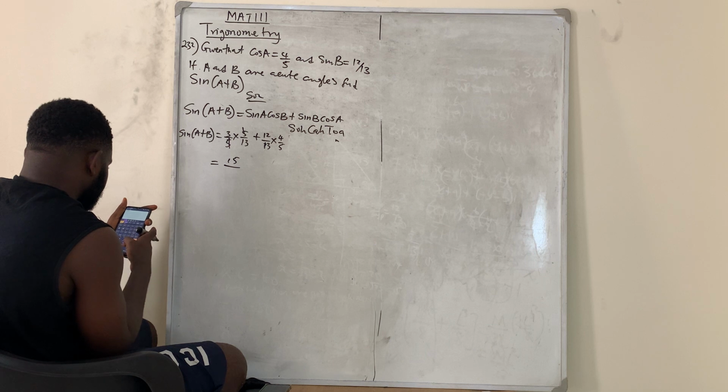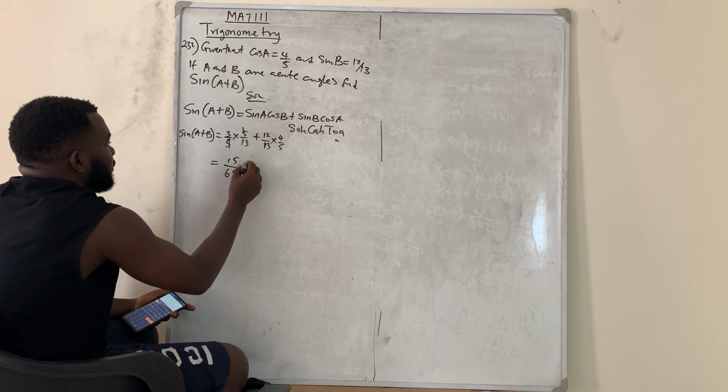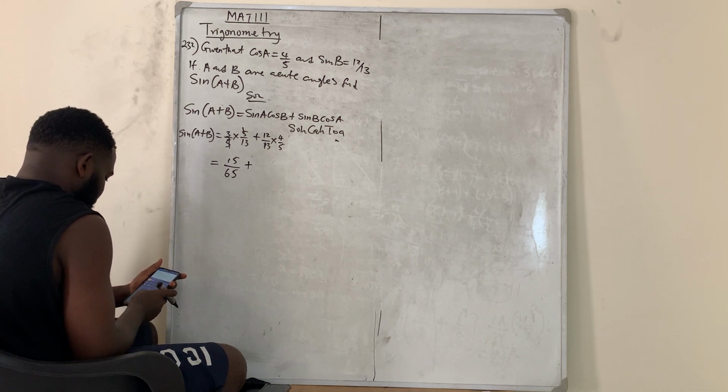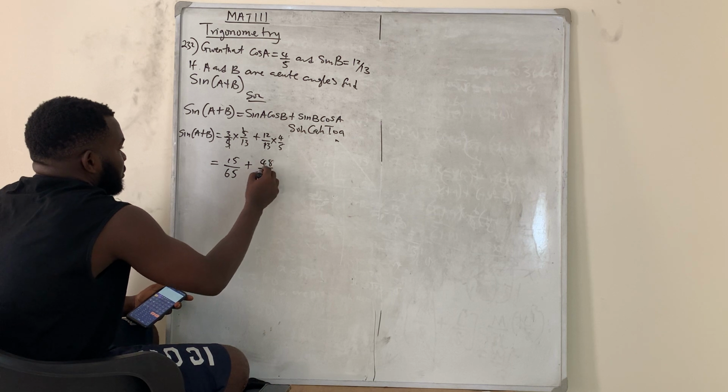5 times 13, I will have what? 65. So 65 plus 12 times 4. 12 times 4, I have 48. So this is 48 over 65.